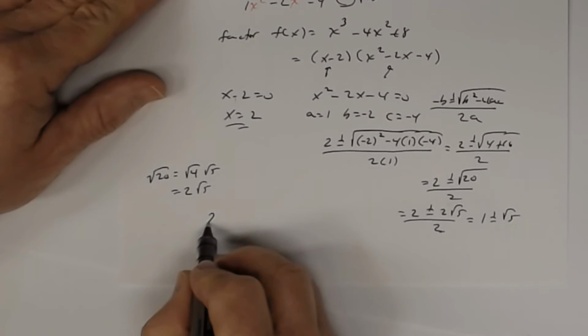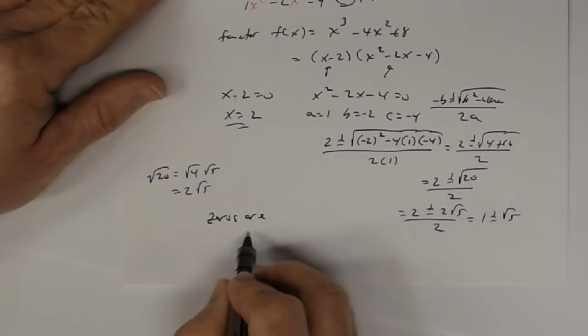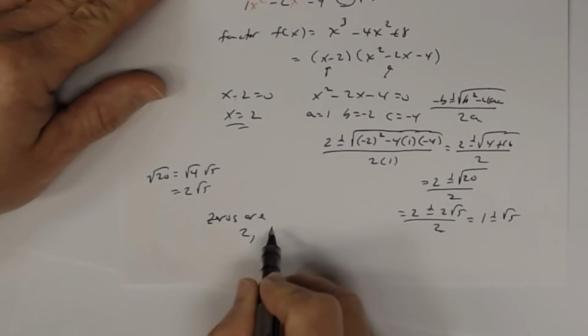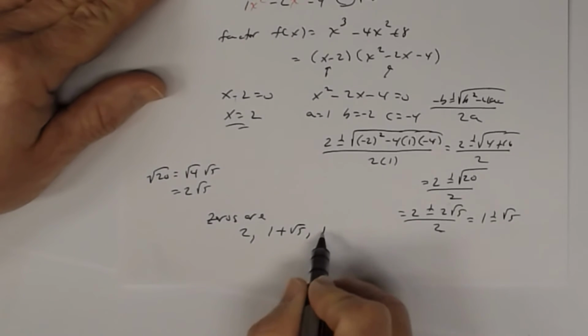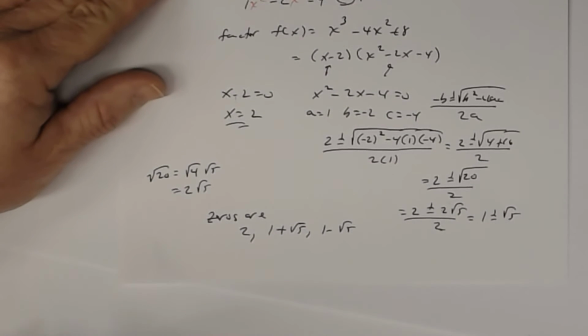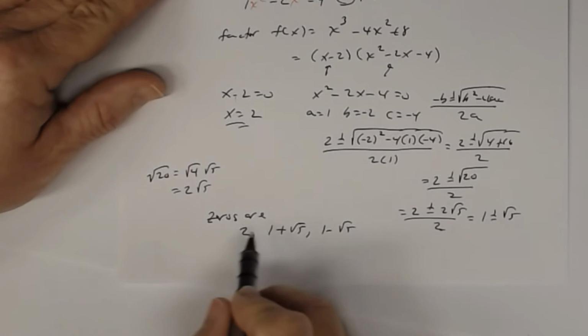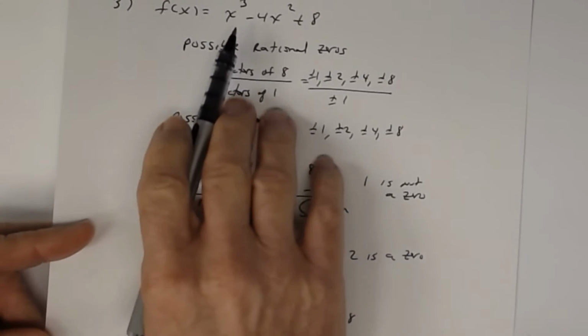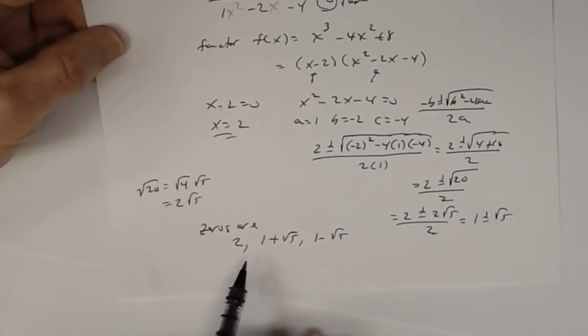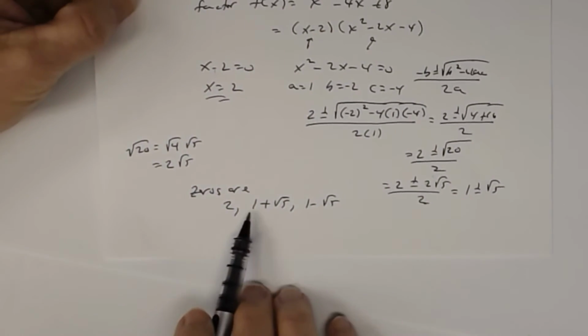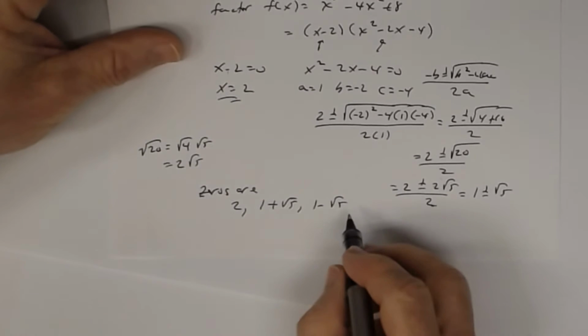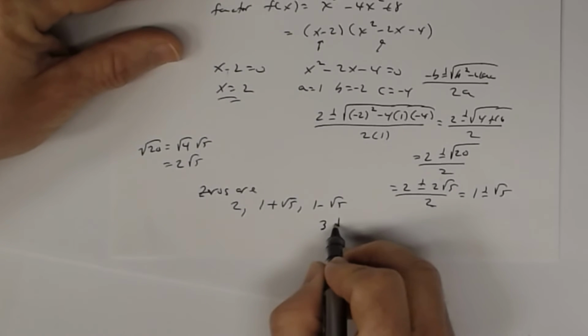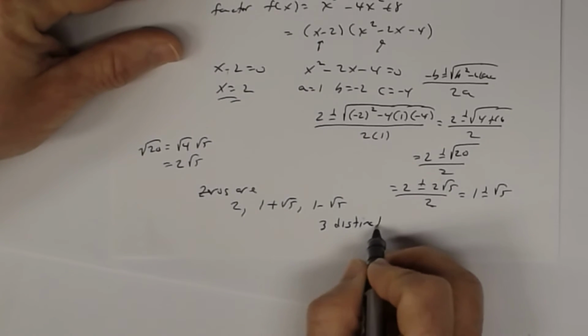So the zeros are 2, 1 plus the square root of 5, 1 minus the square root of 5. So you see you have three different zeros. Your degree is 3, so you have 3 zeros. It just turns out that these are 3 distinct zeros.